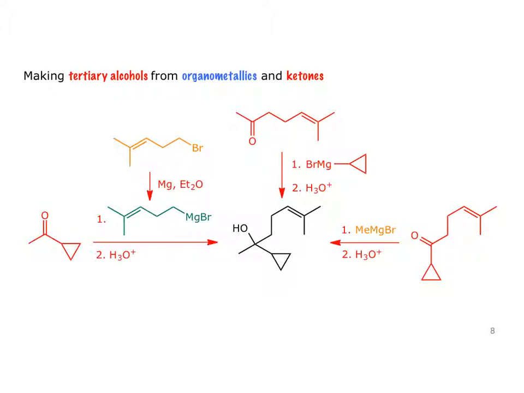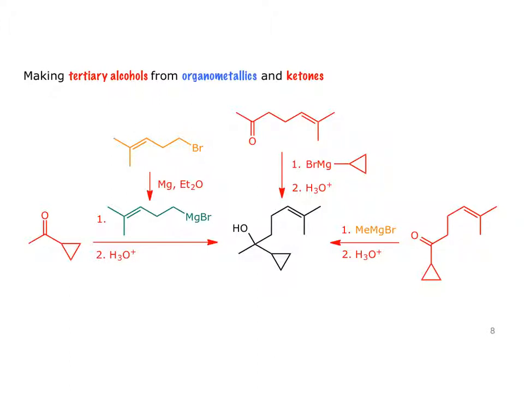So again, as a synthetic chemist, you would start doing some research and say, well, what can I buy? What is commercially available? What would I have to make myself in order to figure out which one of those pathways is the most commercially viable? At least theoretically, they all look perfectly fine as synthesis of a tertiary alcohol.